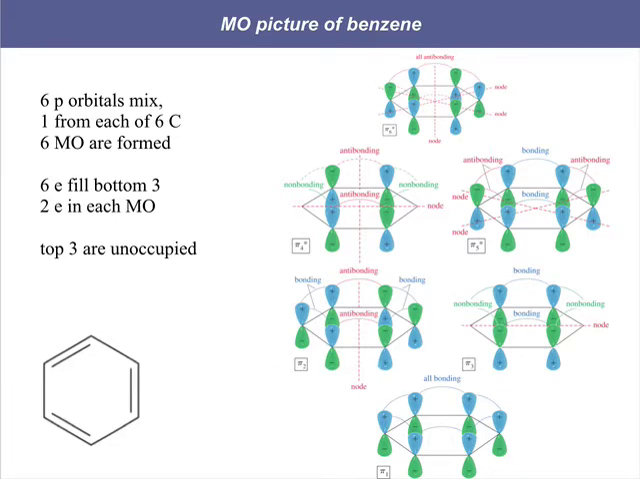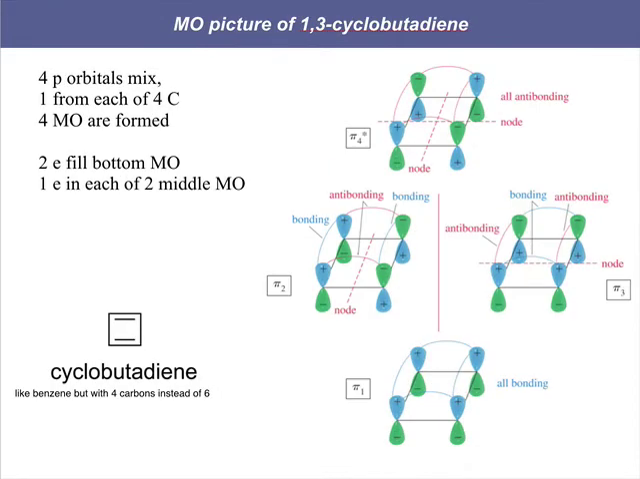Let's keep going. I want to show you a couple other examples. Let's look at 1,3-cyclobutadiene. That's this structure here. It looks a lot like benzene in that it's a cyclic system with alternating double and single bonds. So it too is conjugated. It's just like benzene, but we have 4 carbons instead of 6. Again, all the carbons should be sp2 hybridized. They all have 3 atoms attached to them with 1 unhybridized p orbital to make that double bond.